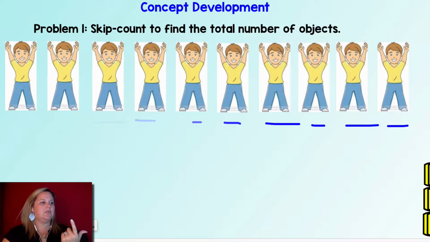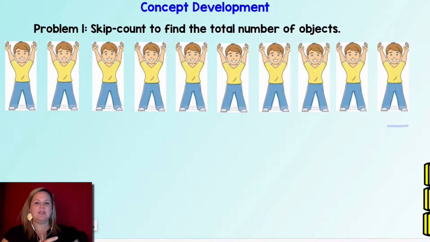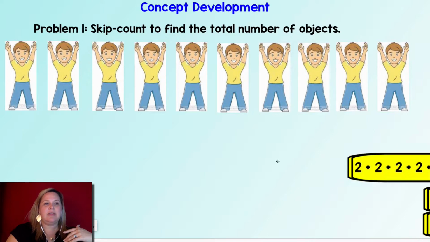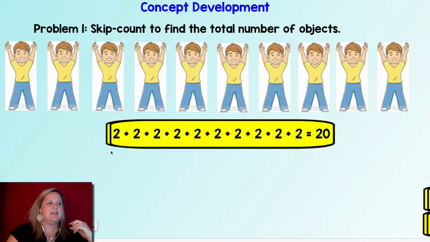Now, if I wanted to write an addition sentence that matches this, remember, friends, an addition sentence is just writing the same fact. So the repeated addition sentence would look just like this. It would be 2 plus 2 plus 2 plus 2 plus 2 plus 2 plus 2 plus 2 plus 2 plus 2 equals 20, because each 2 inside this problem relates to one of our people that are standing up. So they go together as a pair.